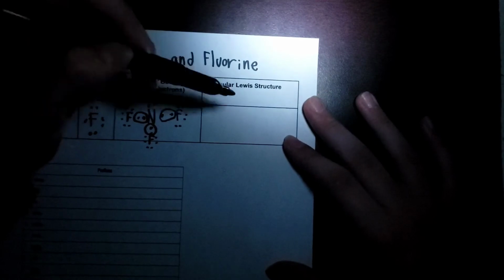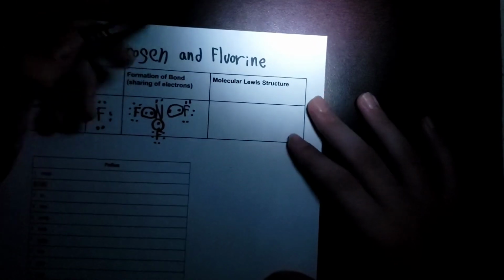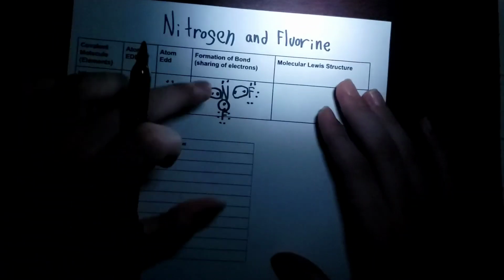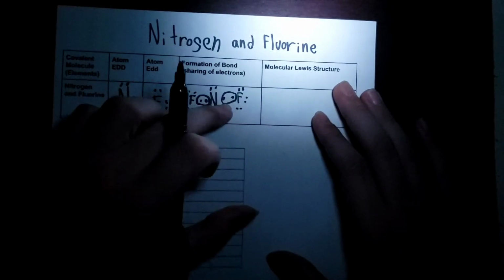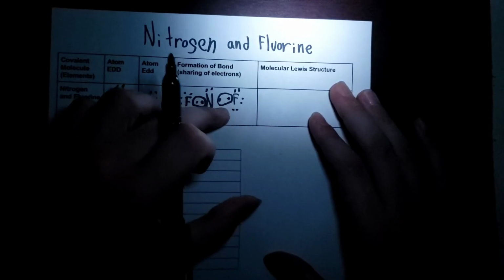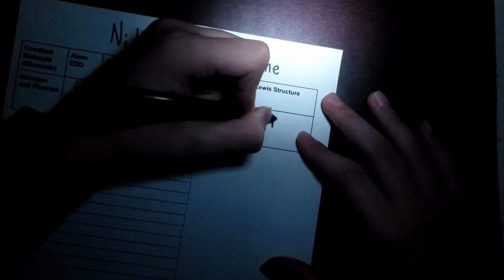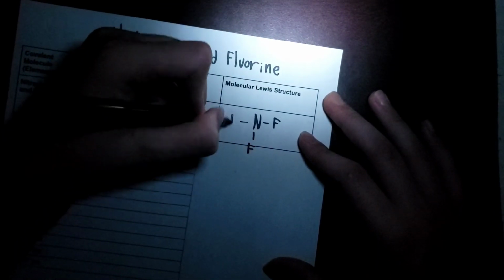Moving on to the molecular Lewis structure. The molecular Lewis structure is going to be the same as this diagram, except we're replacing these shared electrons with lines. We're going to draw the lines to the fluorine.